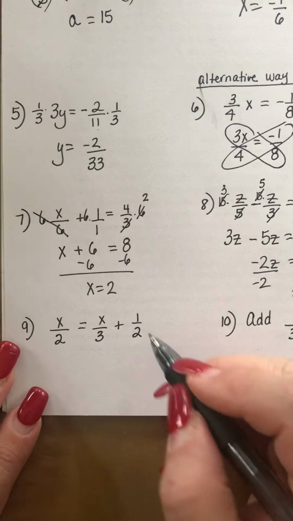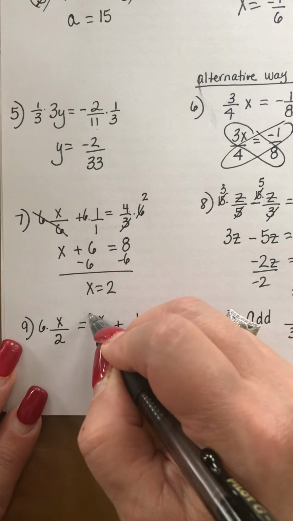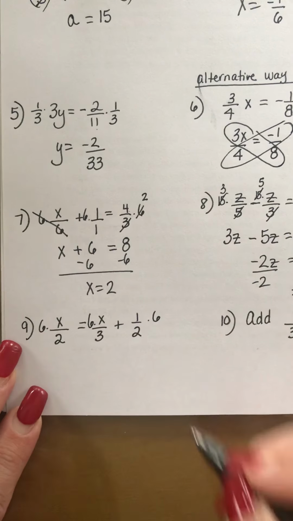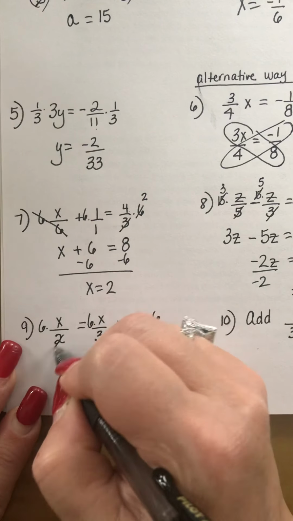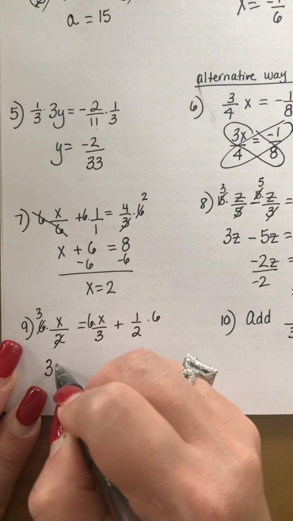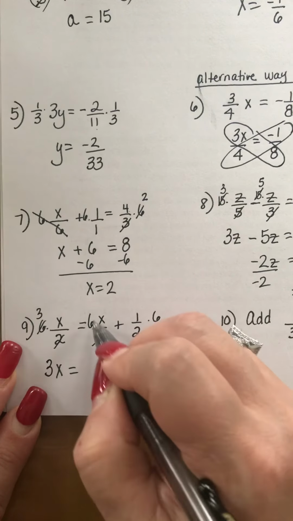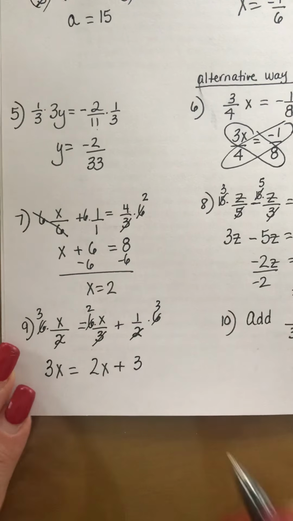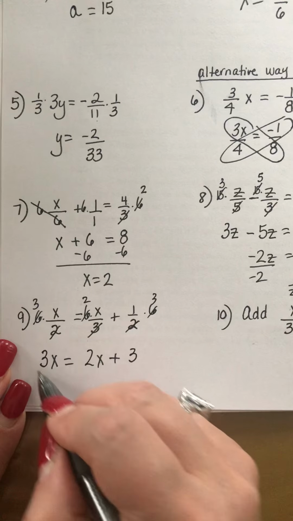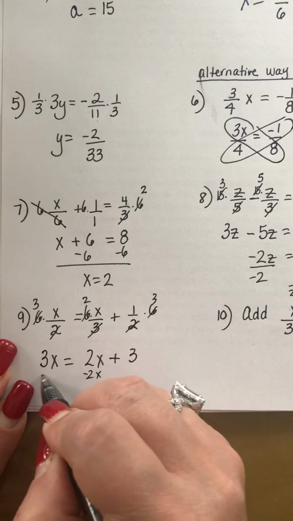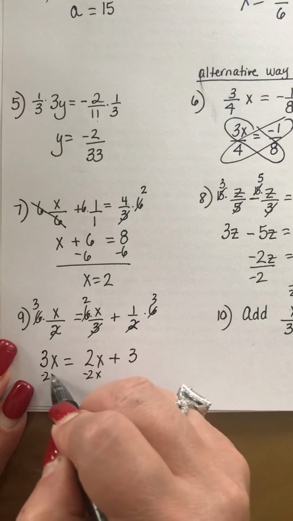Number 9, the common denominator would be 6, or least common multiple. 2 goes into 6 3 times, so that becomes 3x. 3 goes into 6 2 times, so that's 2x. 2 goes into 6 3 times, so this is 3. So now you're going to subtract 2x, both sides, and x is 3.